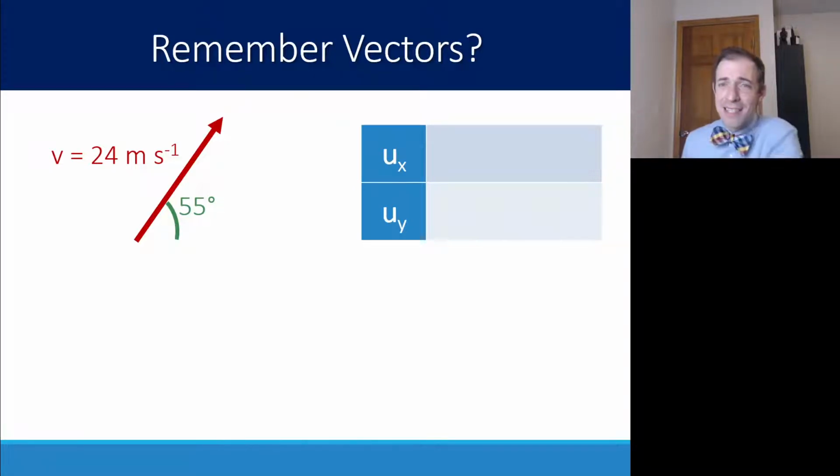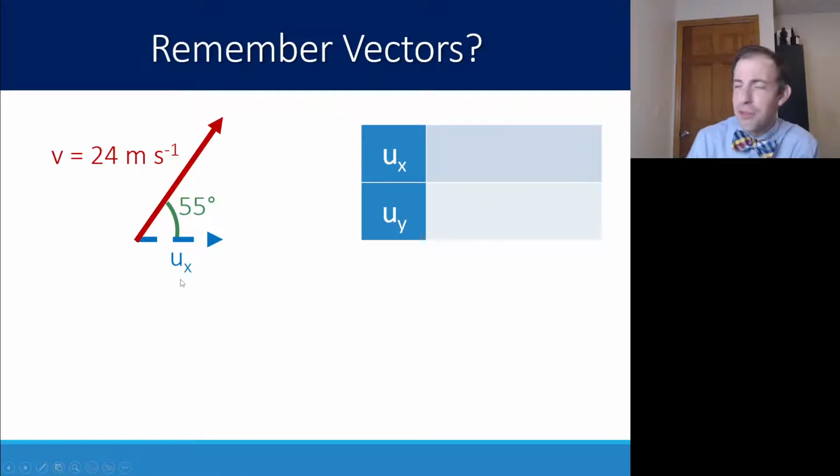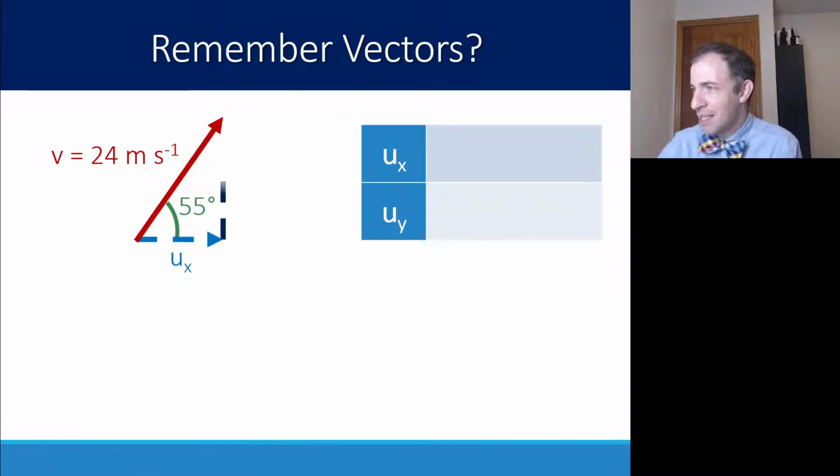So if I say that I have a vector, a velocity that's moving at some angle, 55 degrees, and the velocity is 24 meters per second. Well, part of that velocity is in the horizontal direction. We'll call that ux for the initial x velocity. Part of that velocity is in the vertical direction. We'll call that uy. So x being horizontal, y being vertical.